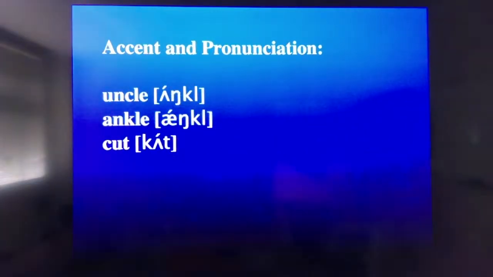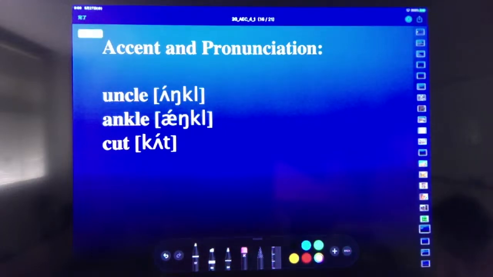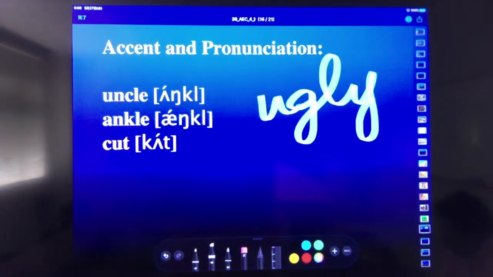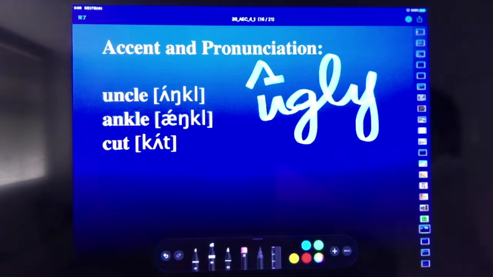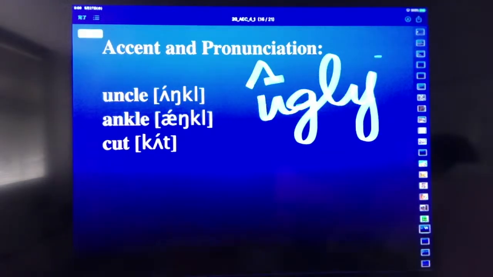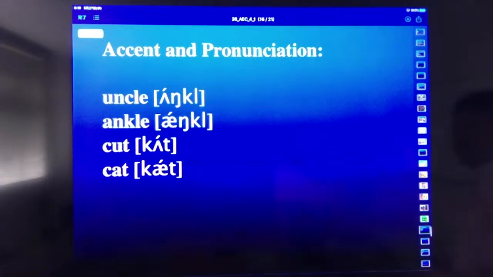Same strong pronunciation is cut. Cut. I cut my finger, something. So yeah, I told you that ugly is the same. Ugly. Same strong pronunciation. I saw an ugly dog yesterday or something. So it is a very strong word. You should be careful when you use this word. Cat, same pronunciation and accent here, cat.